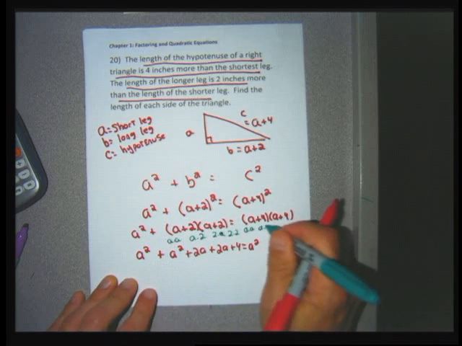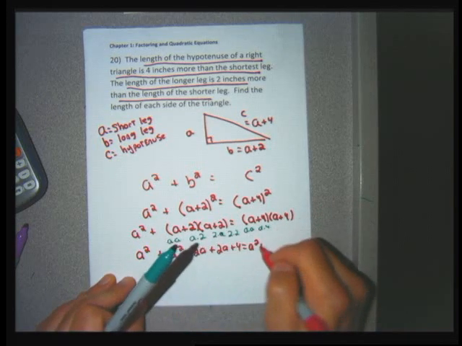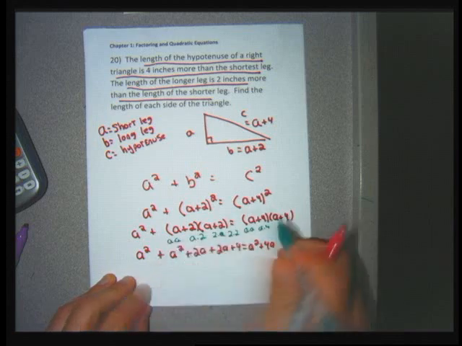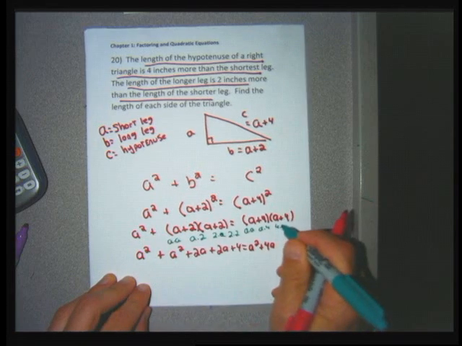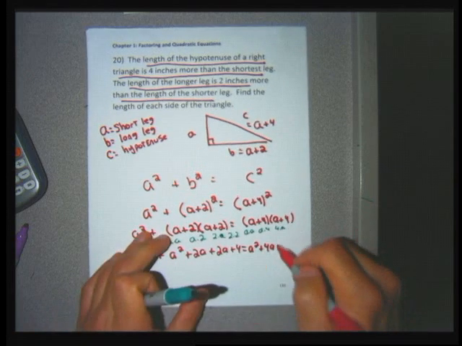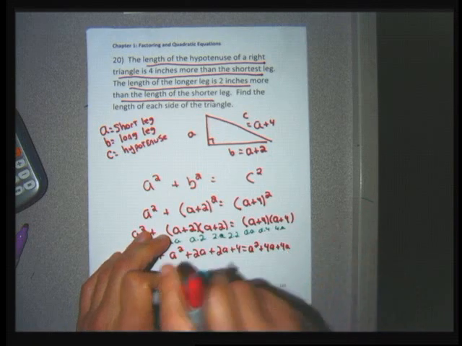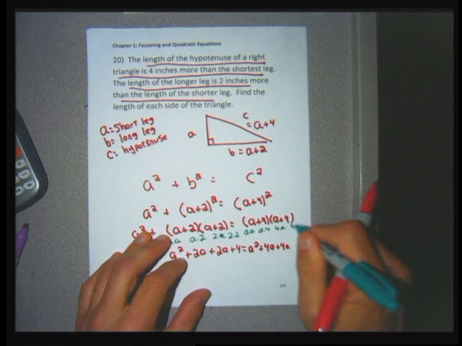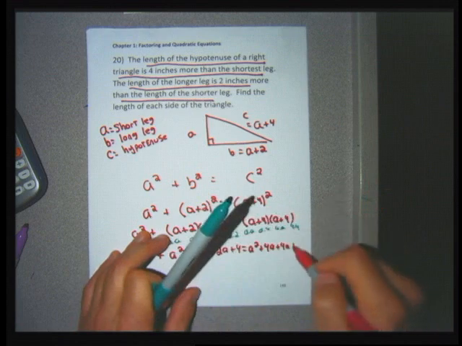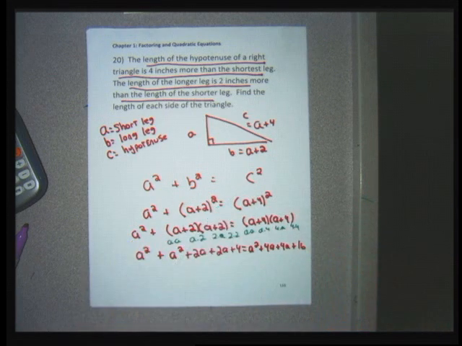Outers are A times 4, which is positive 4A. Inners are 4 times A, which is positive 4A. And lasts are 4 times 4, which is positive 16. Need to simplify each side.